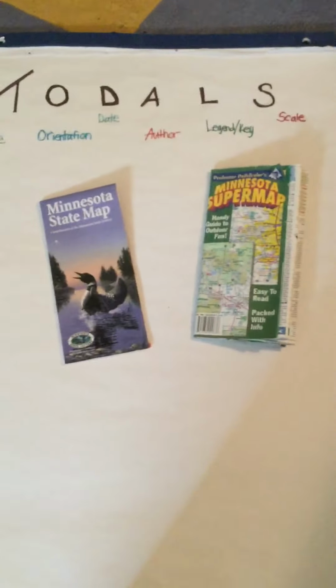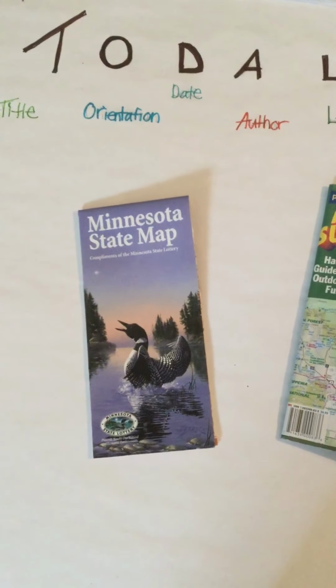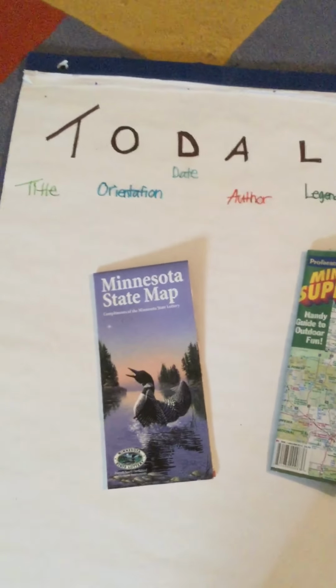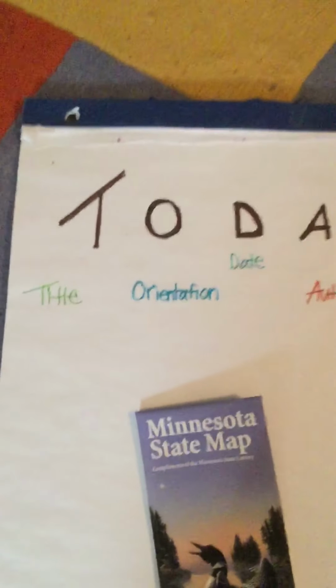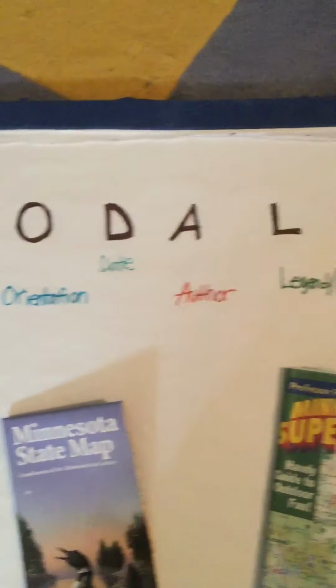I have these two maps. I have a state map, I have like a super map, and I'm not really sure how to read my maps. And I'm remembering back to the day where my teacher was teaching me about TOTALS, and I'm going to be teaching you about that today. TOTALS is just like a little mnemonic, which is something that helps you remember by the initials of that word what it means. So if you just remember TOTALS, the first word is a title.